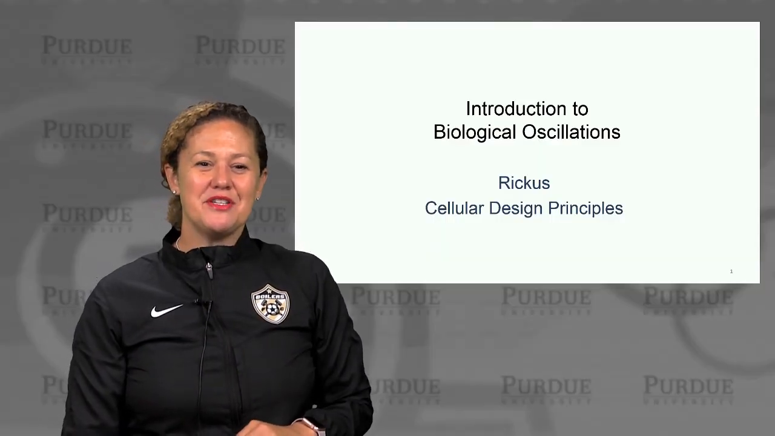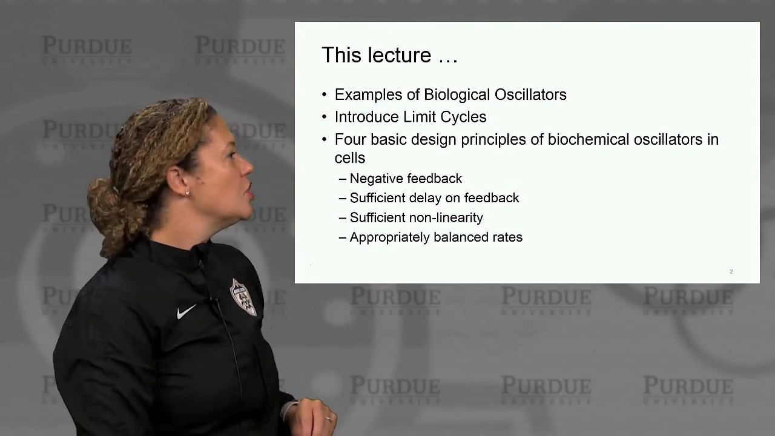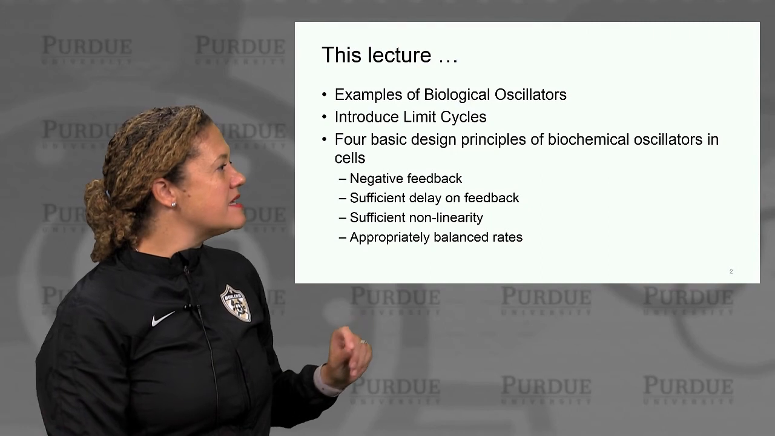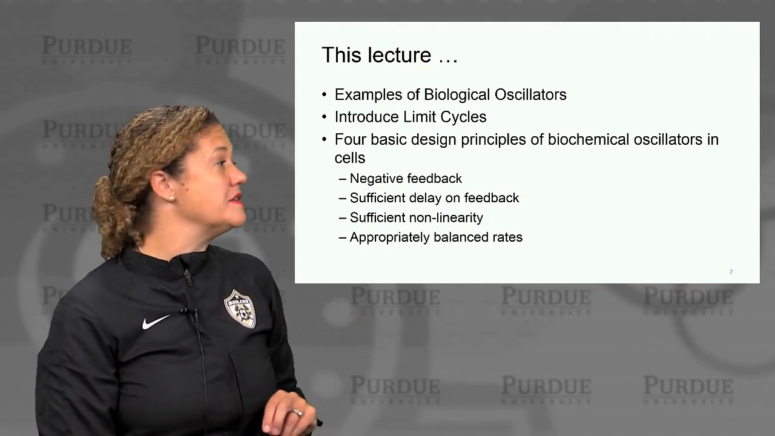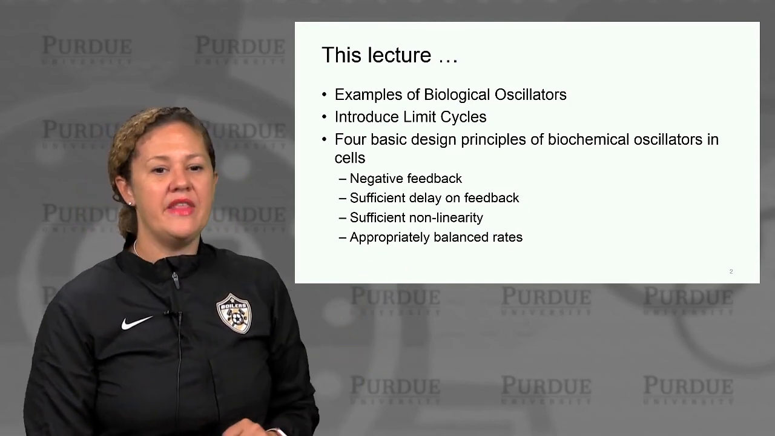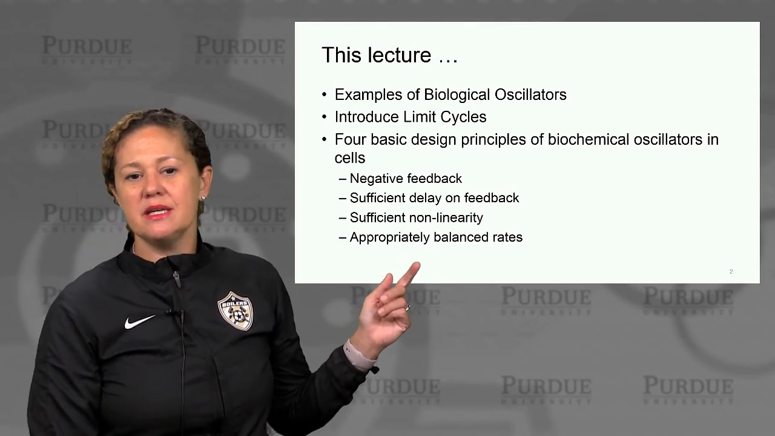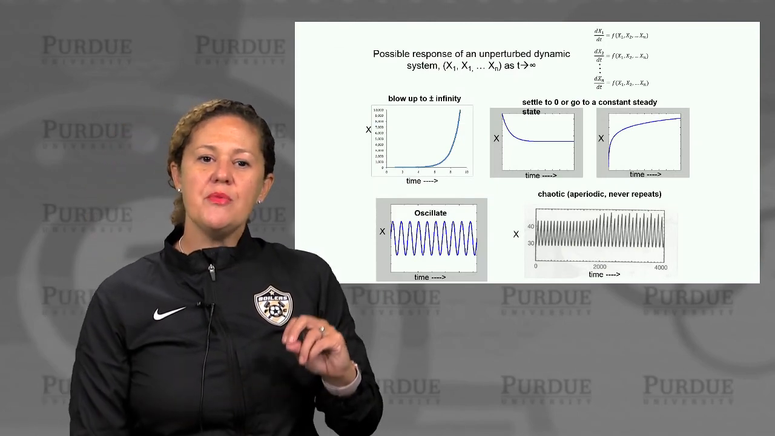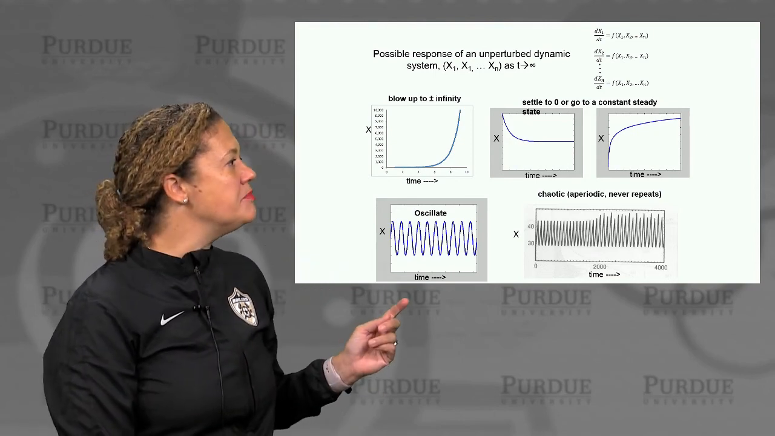Welcome back. I'm Professor Rickus, and this lecture will introduce biological oscillations. We'll look at some examples of biological oscillators, introduce limit cycles, and look at the 4 basic design principles of biochemical oscillators in living cells, including negative feedback, sufficient delay on that feedback, sufficient nonlinearity in the system, and appropriately balanced rate parameters.